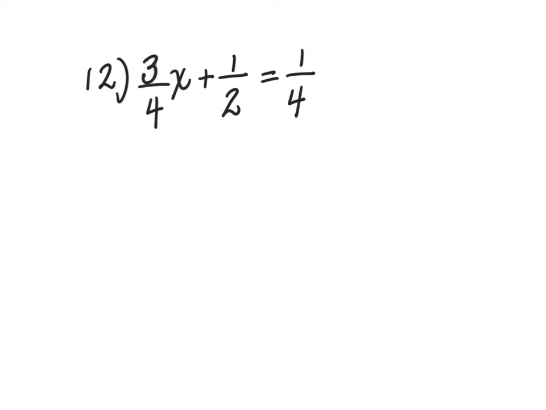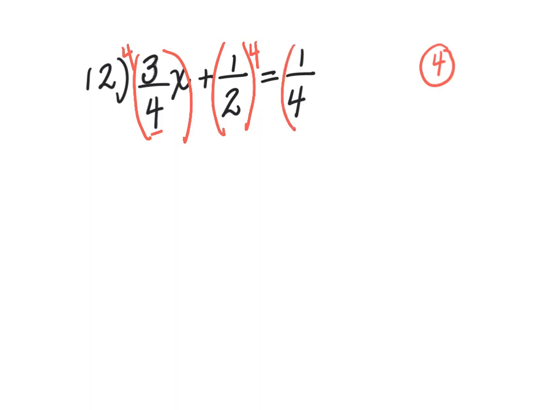And number 12, we have 3/4 x plus 1/2 is equal to 1/4. Starting with our biggest number in the denominator is 4, and 4 can be divided by 2. So 4 is my LCD. So I'm going to pass out a 4 to all the terms in the equation. 3/4 x is one term, so don't try to separate that. Terms are separated by addition and subtraction signs, and there's no addition or subtraction sign between the 3/4 and the x, so that's all one term.